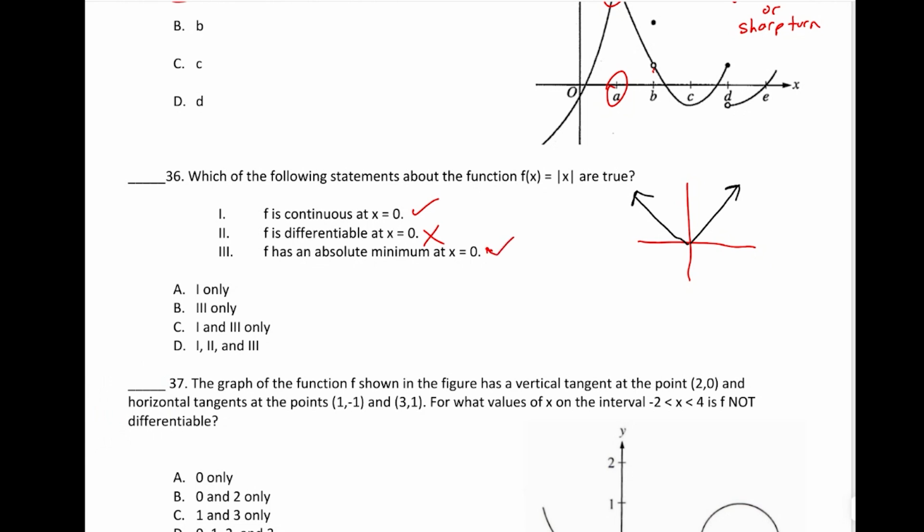And it is an absolute minimum. Okay, it's also a local minimum, a relative minimum, but because this is the absolute lowest point on the graph, it's also considered the absolute minimum. So our answer here will be C.